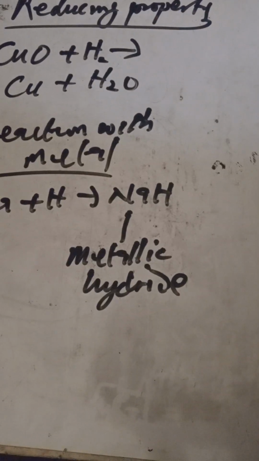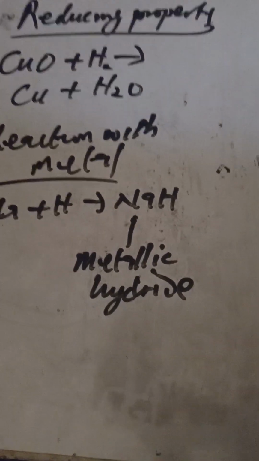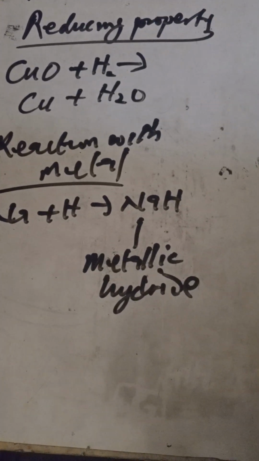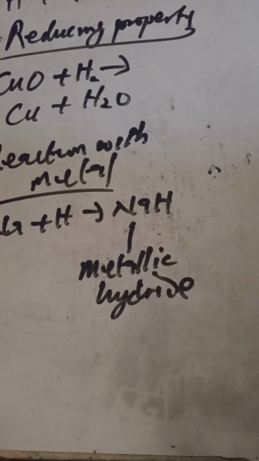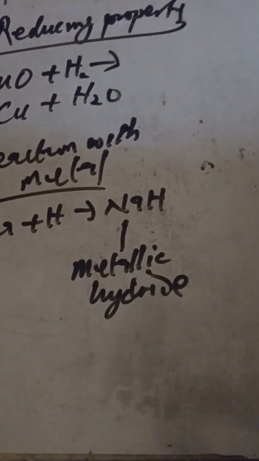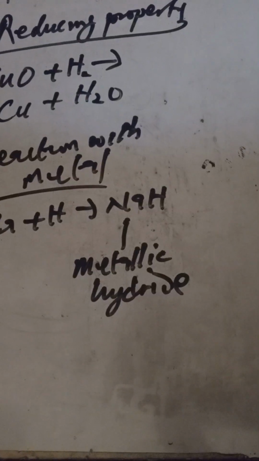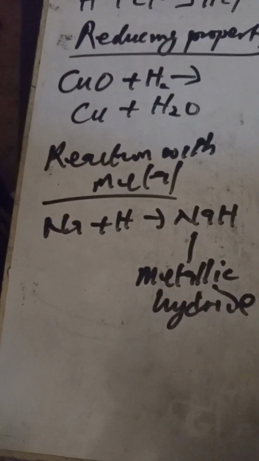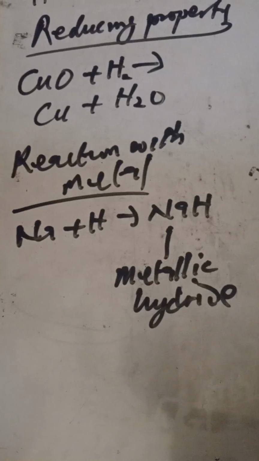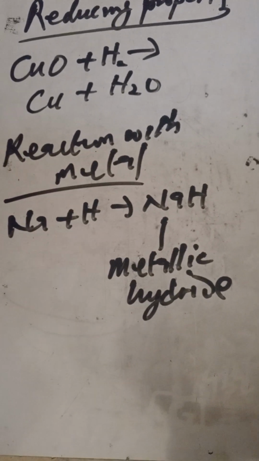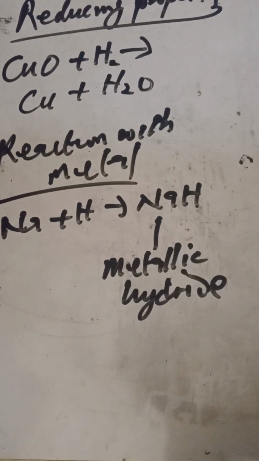It is also used in the production of important chemical compounds like acids, because when hydrogen combines with chlorine, it produces hydrochloric acid. It also combines with other elements to produce some important chemical compounds.